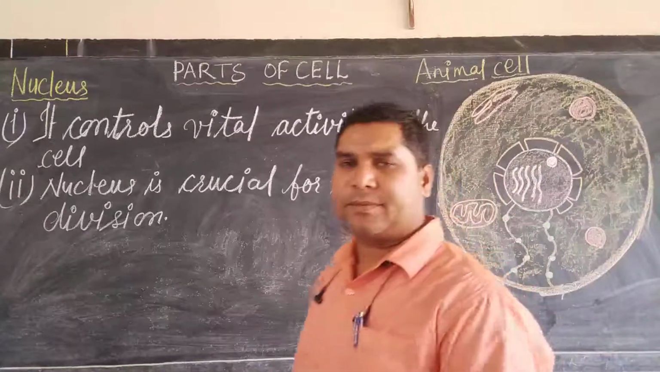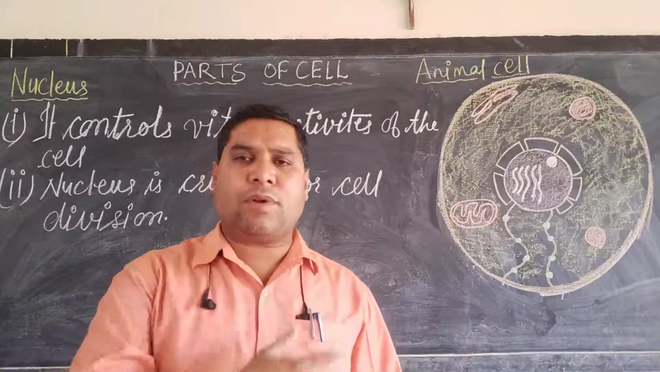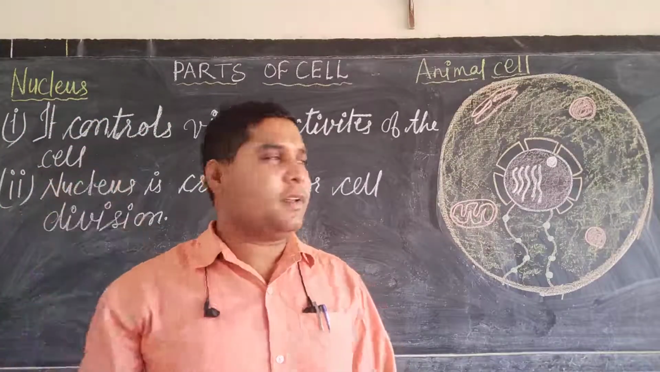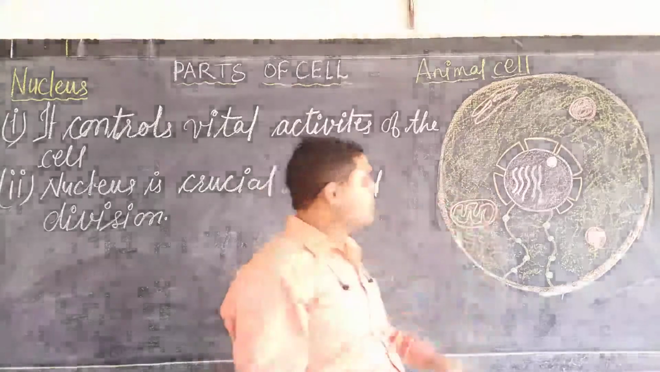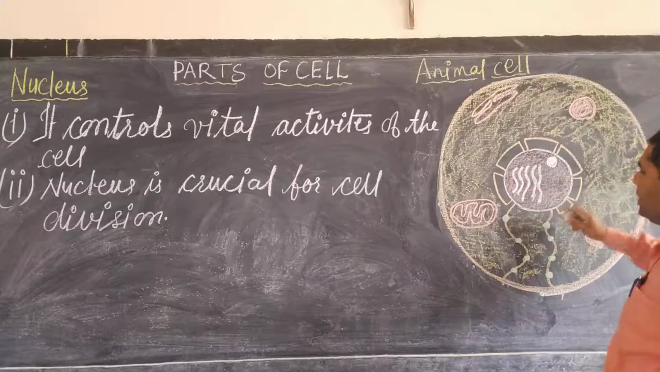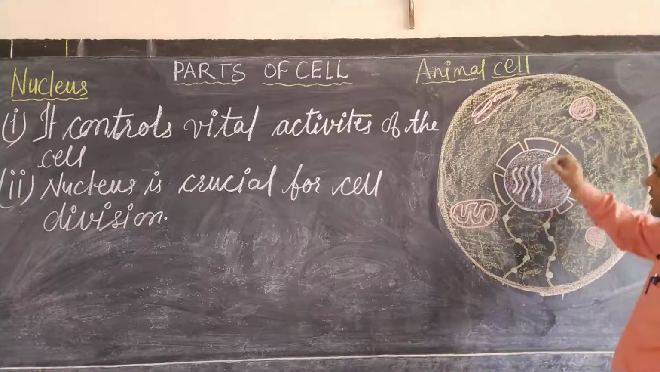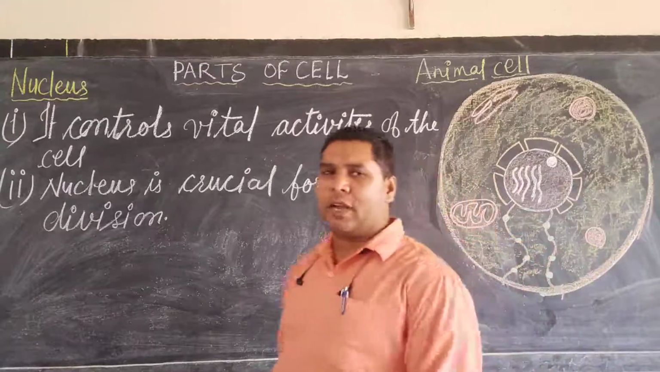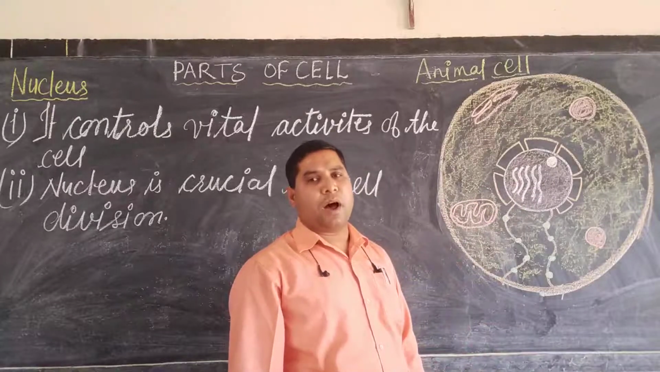As in the human body, all the functioning of the organs is controlled by our brain, similarly, the nucleus is known as the brain of the cell, dear student. The nucleus is externally covered by a double membrane known as the nuclear membrane, and just beneath the nuclear membrane there is a fluid medium known as nucleoplasm.